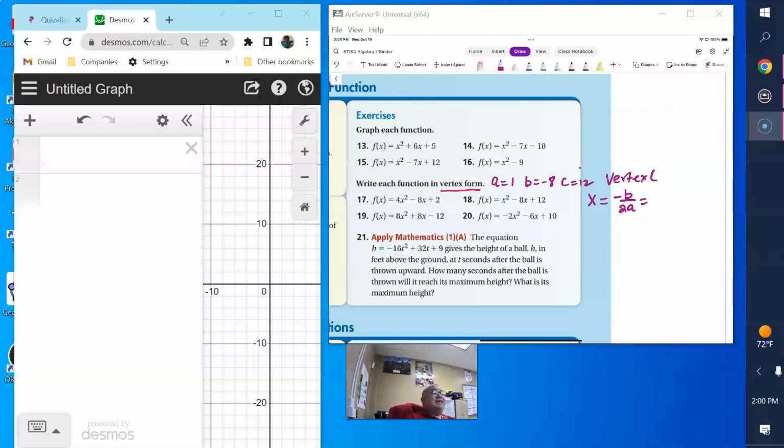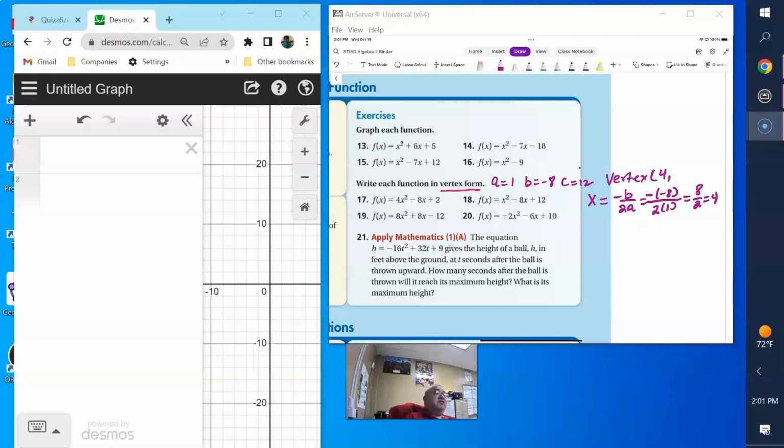So it's going to be negative b over 2a. And since we know that b is negative 8, then we have a negative, and then we have another negative, that's going to make it positive. And we know that a is 1, we're going to substitute, so it's 2 times 1. So we have 8 divided by 2, which gives you 4. So the vertex, the x value is 4. What's missing? The y value.